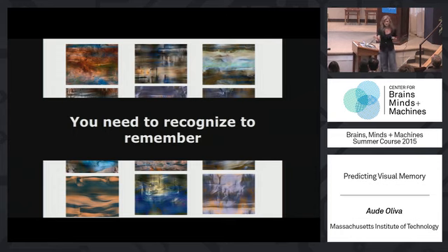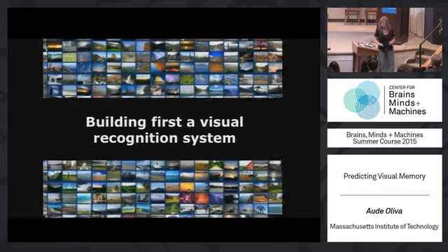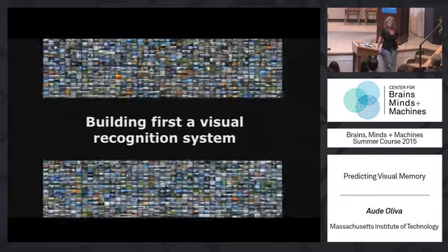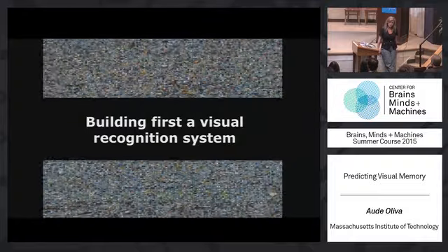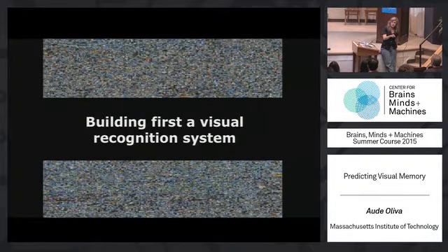So you need to recognize to remember, which means that if you want a model of memory which starts from the raw image, I'm not in toy world here, I really start from the raw image, like the retina, you're going to need to build a visual recognition system first. So first you need a model that recognizes objects and scenes and events and so on. And then, from this, there can be a base to start modeling memory.